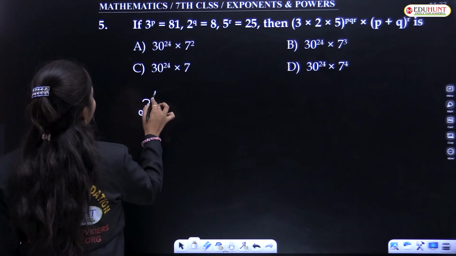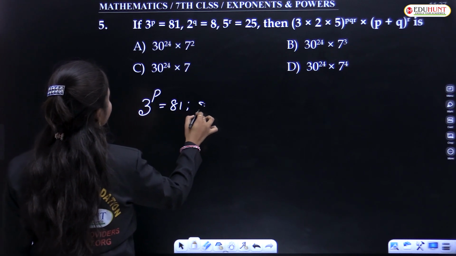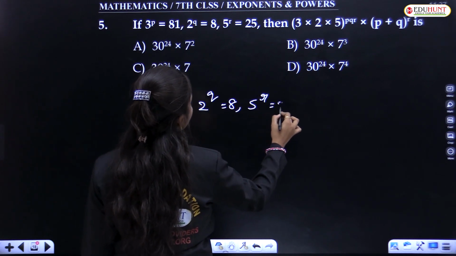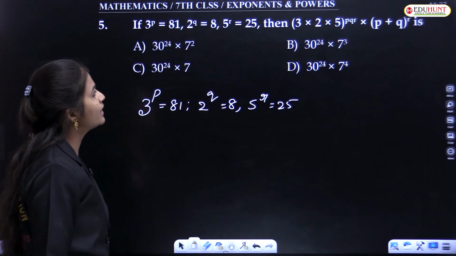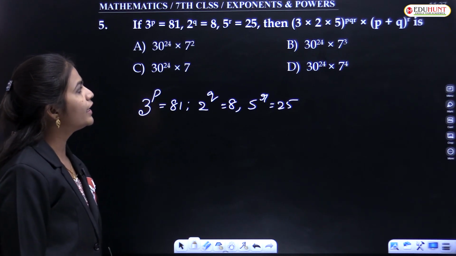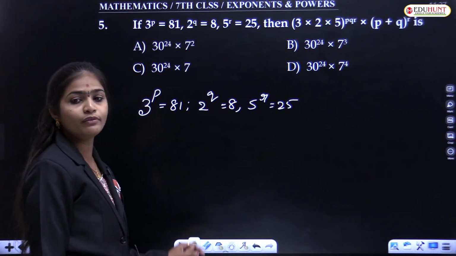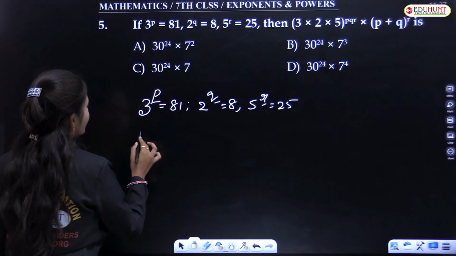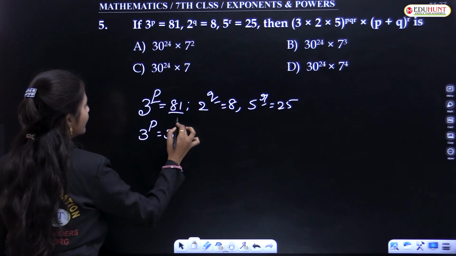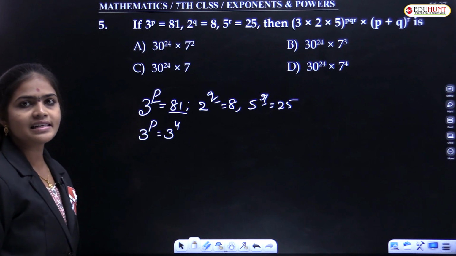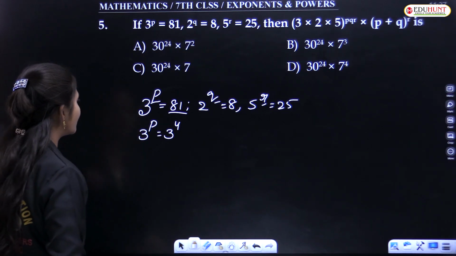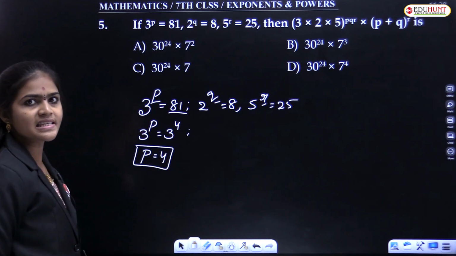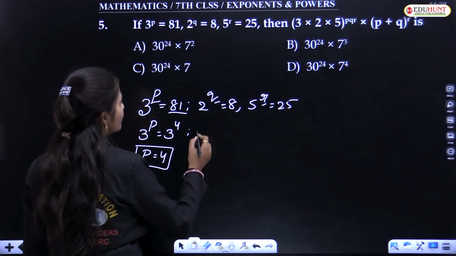Here 3 power p is equal to 81, 2 power q is equal to 8, and 5 power r is equal to 25. Then we need to find the value of 3 into 2 into 5 power pqr into p plus q whole power r. So first we need to find the values of p, q, r. 3 power p is equal to 81, we can write it as 3 power 4. 3 3 is 9, 9 3 is 27, 27 3 is 81. So from this, p is equal to 4, as the bases are equal, their exponents must be equal.